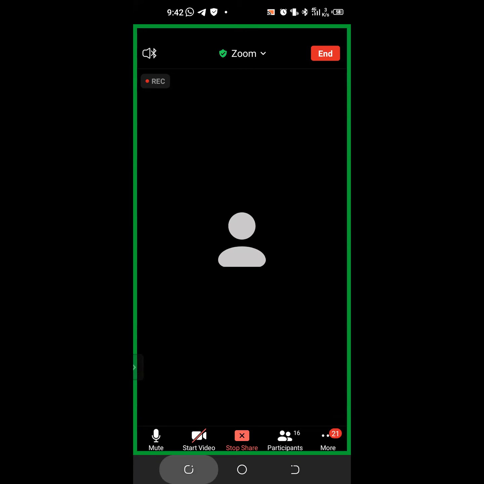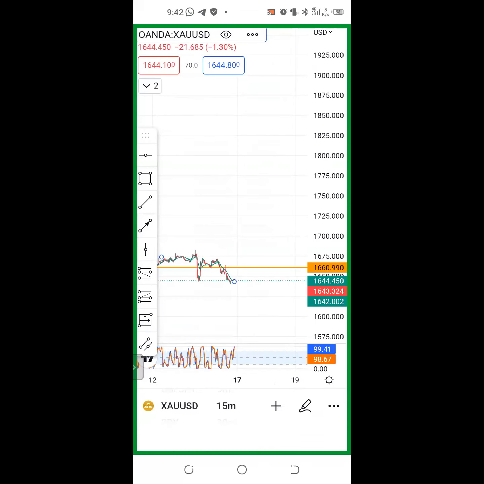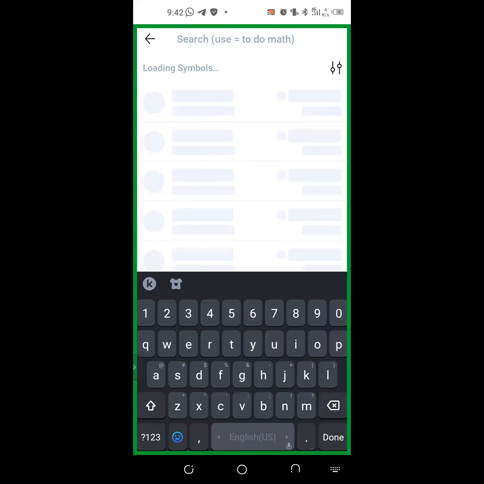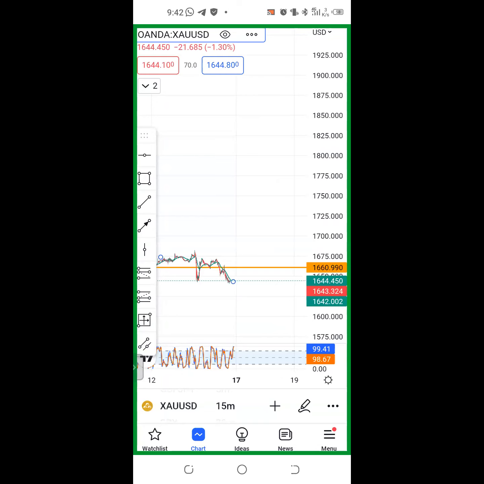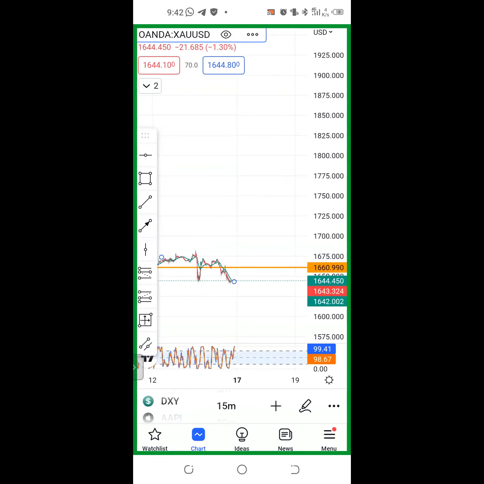Quickly, let's go to the chart. We don't need to draw this one. For example, now let me use another pair. Let's use DXY. Almost having the same structure with, let's use Euro USD.